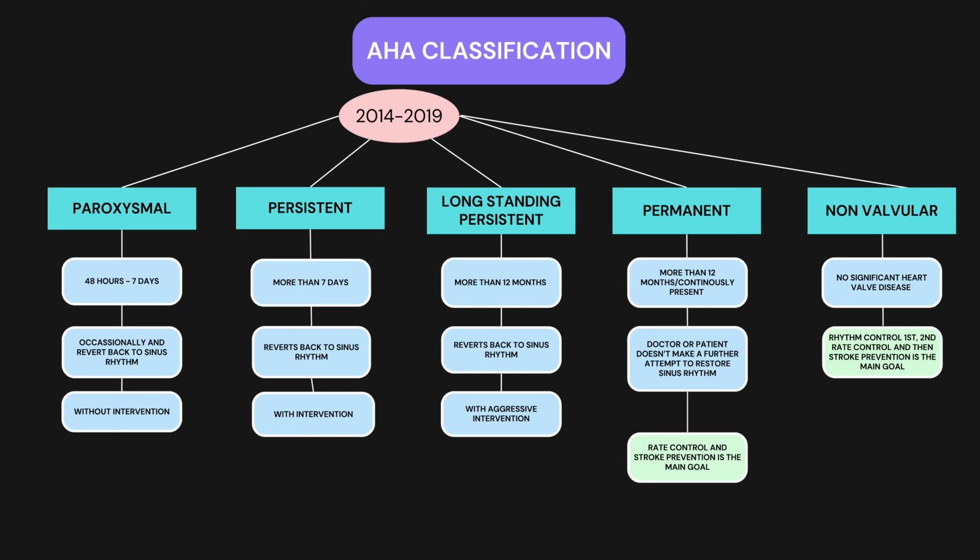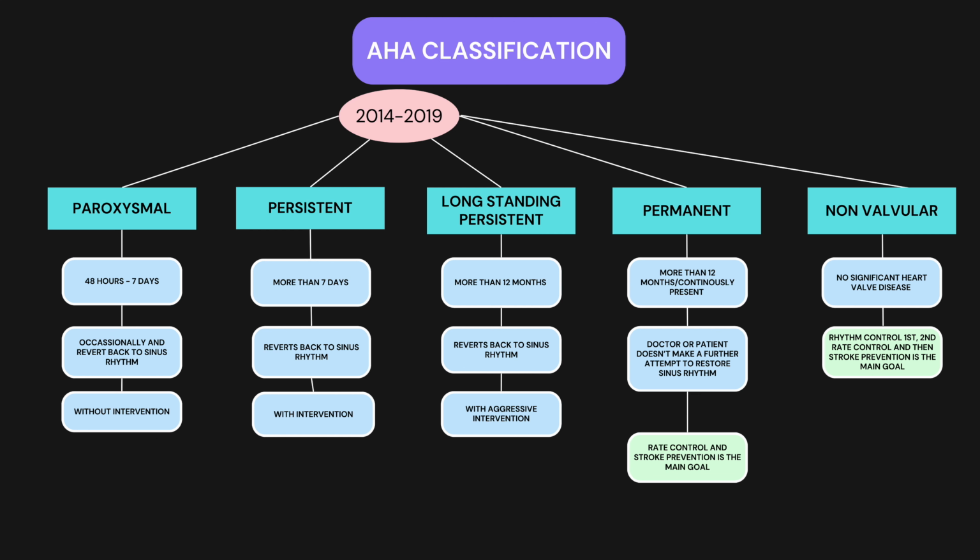Permanent is that it is more than 12 months, and you've tried repeatedly, and the doctor and the patient come to a consensus, and they're like, you know what, this isn't working, let's just shift back to rate control and stroke prevention, because that's more important now. Then there's non-valvular, and this, as you know, is self-explanatory, because the atrial fibrillation is not caused by valve disease. And then rhythm control is the first thing that you do, second is rate control, and the third one is stroke control.